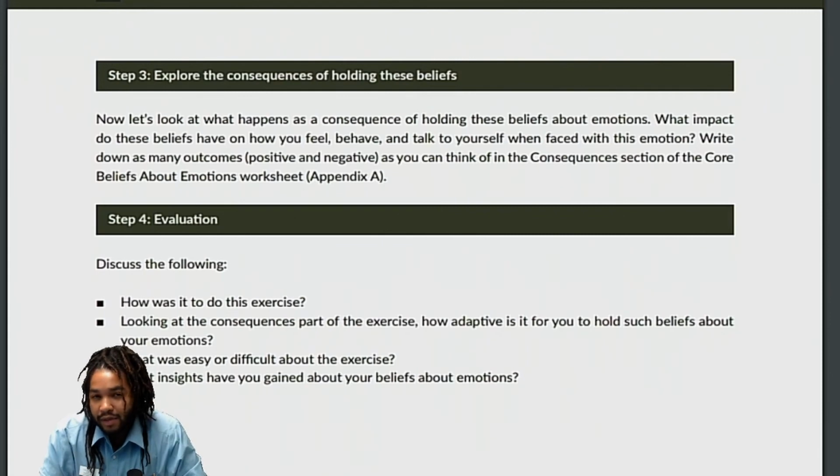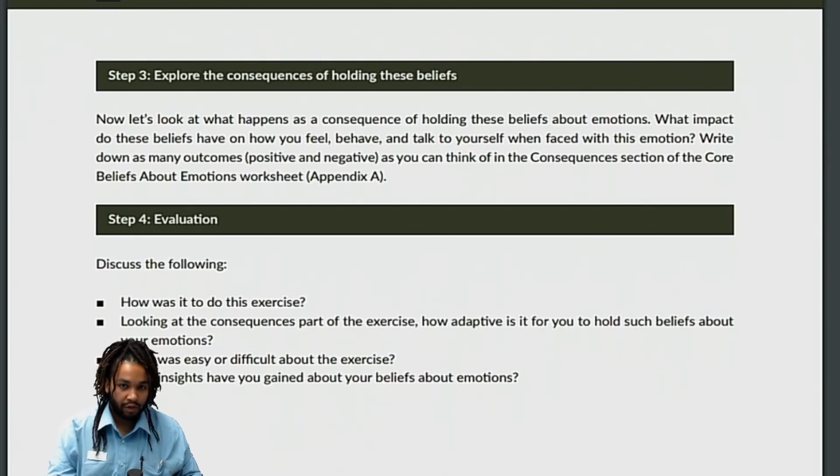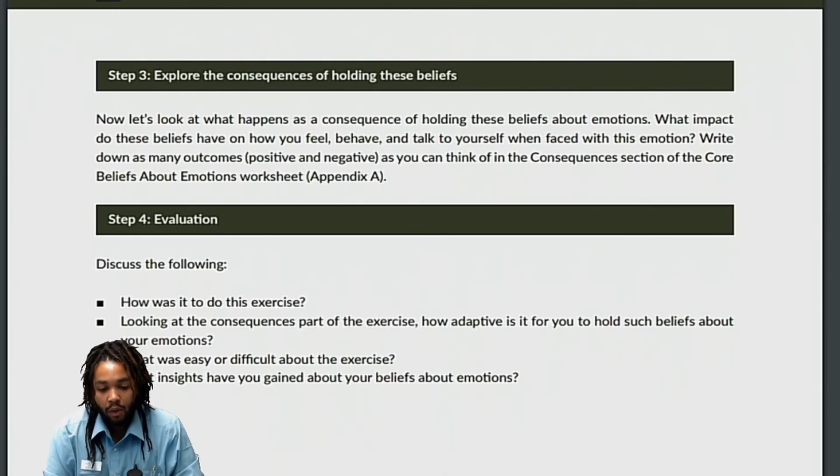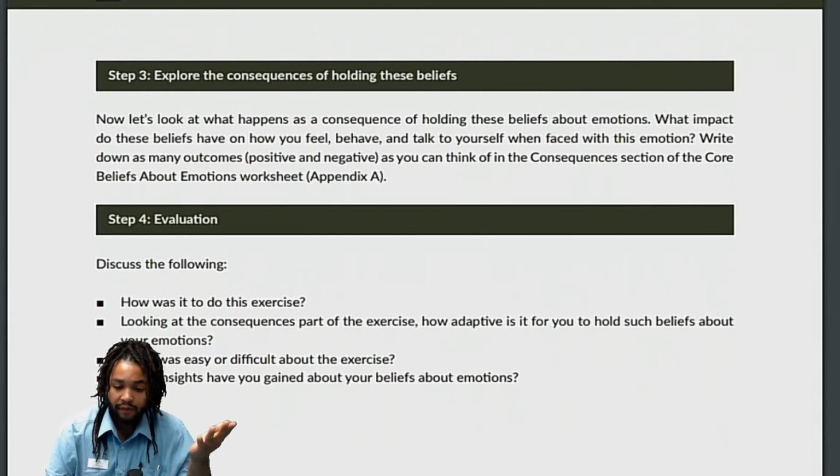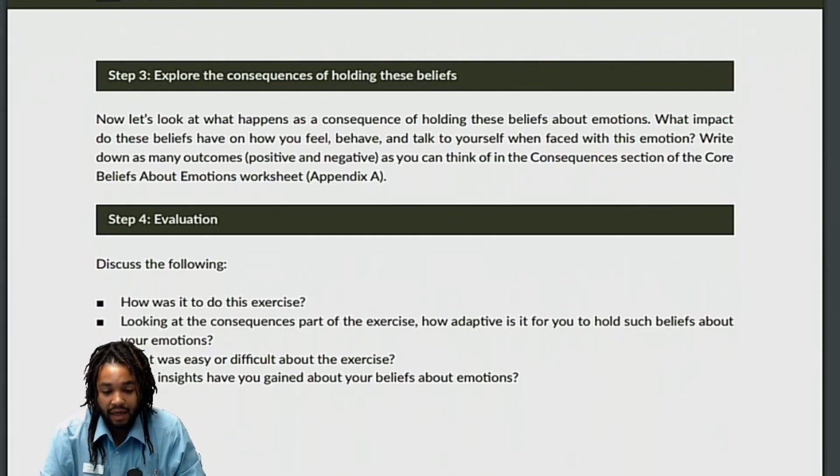How was it to do this exercise? Have you ever questioned yourself? Have you ever thought about these things? Looking at the consequences part of the exercise, how adaptive is it for you to hold such beliefs about your emotions? What was easy or difficult about the exercise? And lastly, what insights have you gained about your beliefs about your emotions?